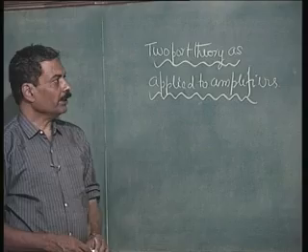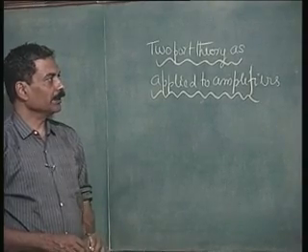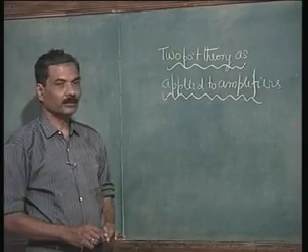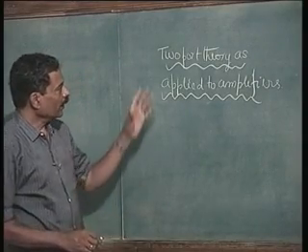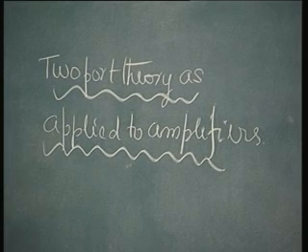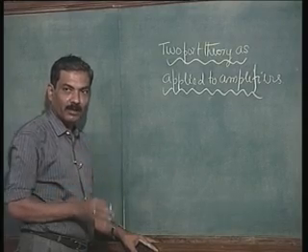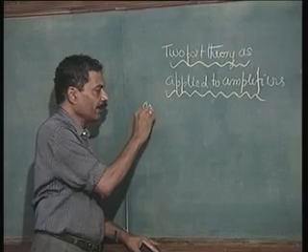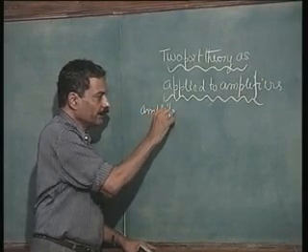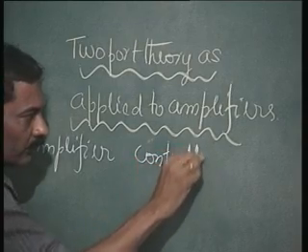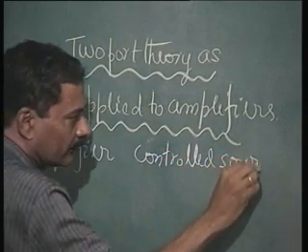So now that we have discussed two-port theory and amplifiers, let us summarize the entire thing. Two-port theory as applied to amplifiers, we would like to understand. We said that there are 4 basic amplifier configurations. They are all called controlled sources. Amplifiers, therefore, according to network theory people, are nothing but controlled sources.